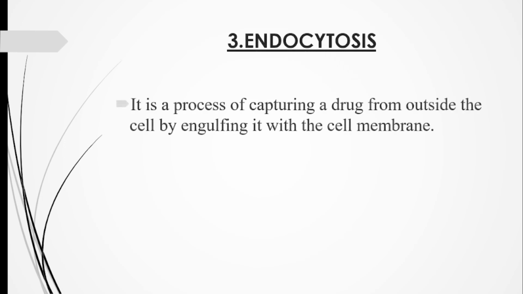After that, we have another process of absorption, that is endocytosis. It is a process of capturing a drug from outside the cell by engulfing it with the cell membrane. There are two main processes of endocytosis. One is phagocytosis, that is also known as cell eating. This type of transport is utilized by large molecular weight drugs.